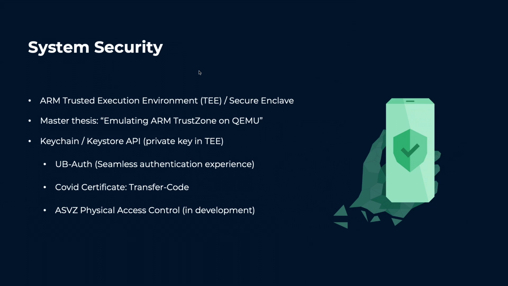Another example, which some might have already used, is the transfer code in the COVID certificate app, which allows you to deliver certificates safely to your phone, encrypted with keys which are stored on this secure enclave. Or something which we are currently working on for ASVZ. You might soon be able to enter ASVZ buildings using your ASVZ app and to show a QR code to a system which then opens the gates and allows you to enter.